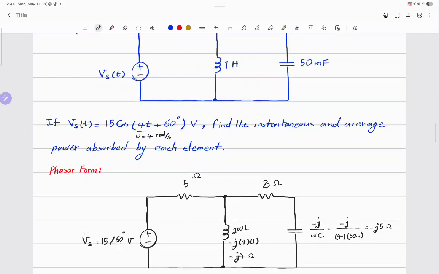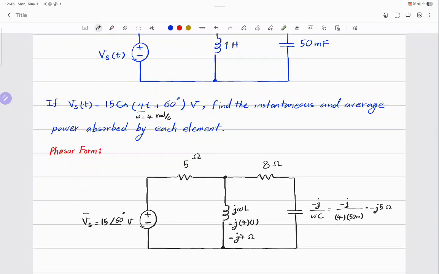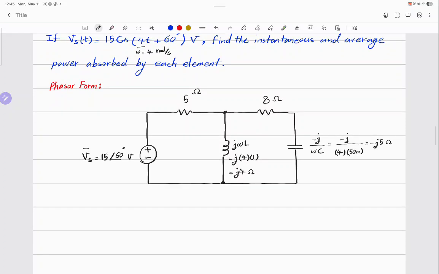Now, what is the question asking? What is the keyword that I want you to focus on? Power. You need to find power. Whenever you hear or see power, immediately you need to find either voltage or current, sometimes both of them. Okay? Let's start component by component and see what we should do. Let's start with the voltage source.